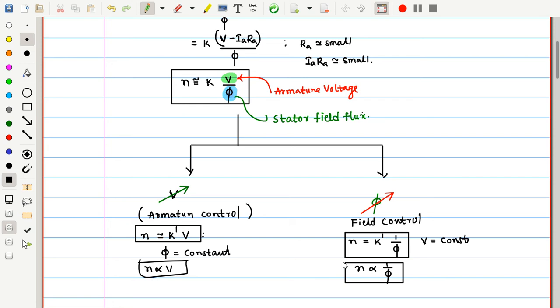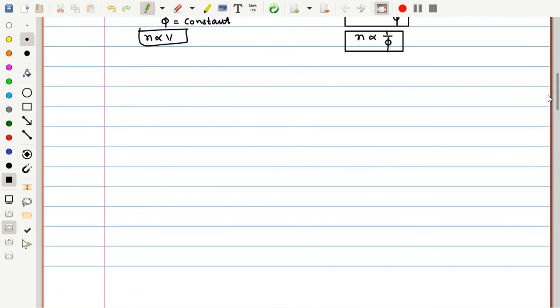So these are the two important methods in the DC machine. There are two speed control methods: one is armature control, the other is field control. Let us see them one by one. First, I am going to consider here only the shunt motor. One can think of other motors also, no issue.